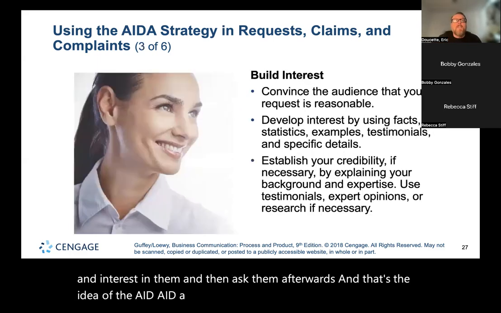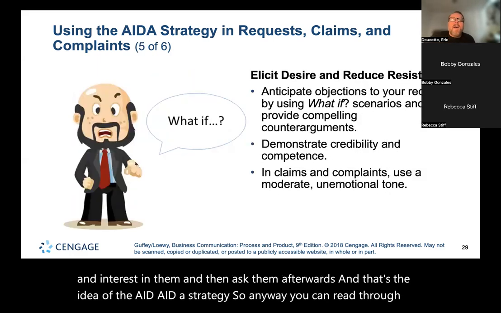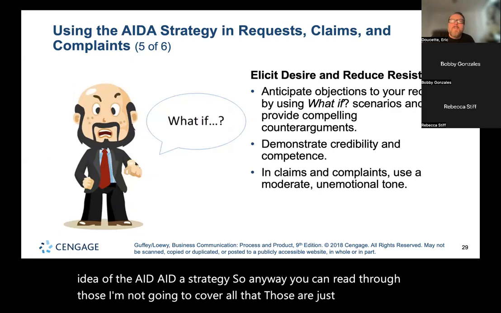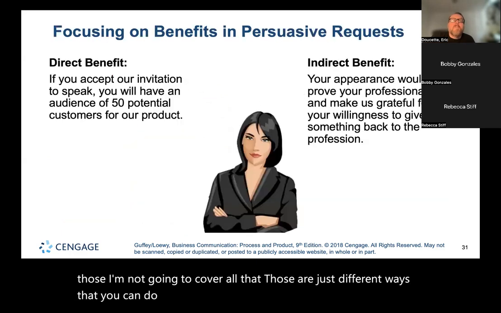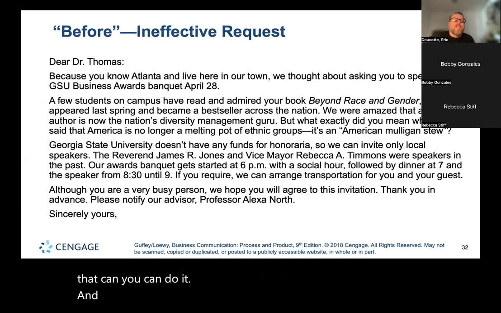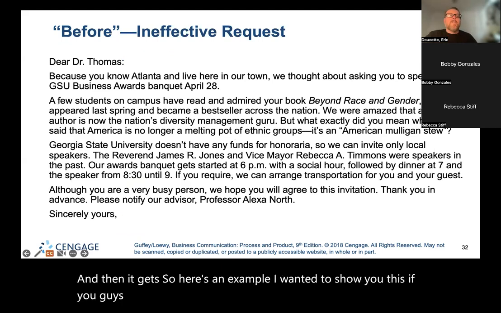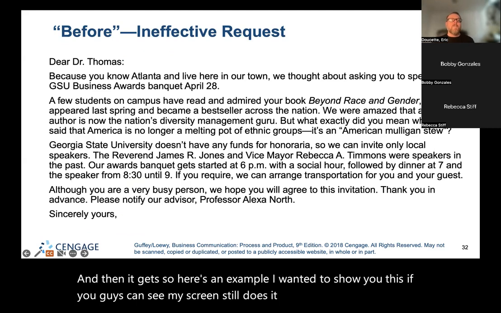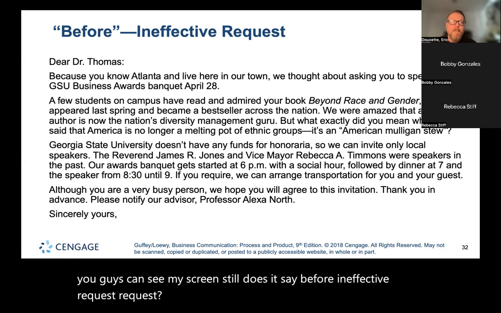Anyway, you can read through those. I'm not going to cover all that. Those are just different ways that you can do it. And then here's an example. I wanted to show you this. If you guys can see my screen still, does it say before, ineffective request? Is that what you guys are seeing?